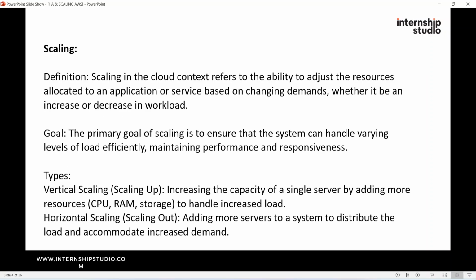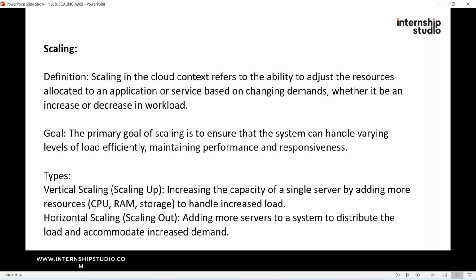Next is scaling. We'll see the official definition of scaling, a generic one. Scaling in the cloud context refers to the ability to adjust the resources allocated to an application or service based on changing demands, whether it be an increase or decrease in workload. The primary goal of scaling is to ensure that the system can handle varying levels of load efficiently, maintaining performance and responsiveness.